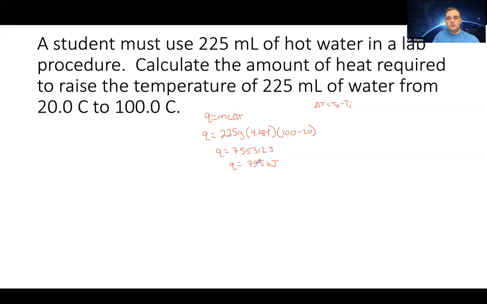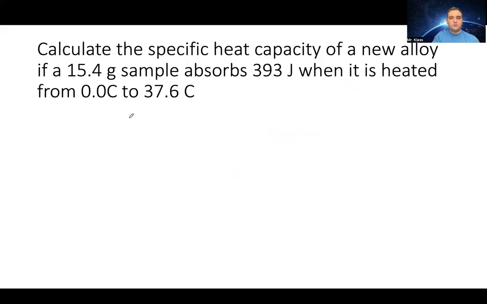Very simple. So we just solved for Q. We're going to double check from our question if that's what we were looking for, and we see "calculate the amount of heat." So therefore, we calculated Q. So we know we answered the proper problem. All right, so let's take a look at another couple of variables.